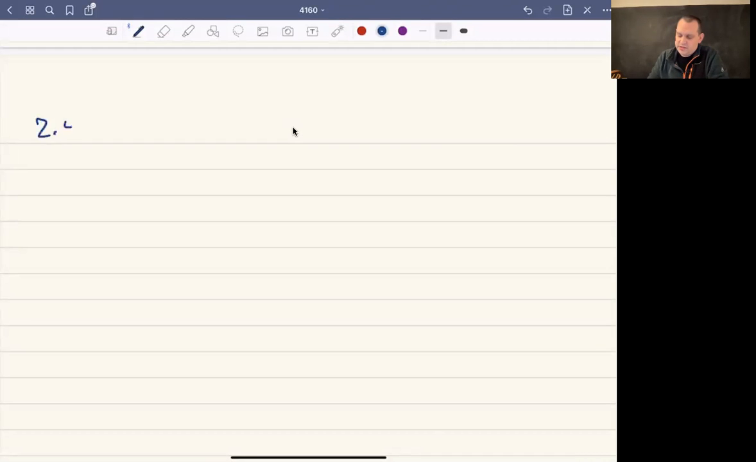We're ready to talk about section 2.4. 2.4 is all about constant functions. And just to give a little bit of background here, for a constant function, here's a fact that we know from Calc 1.